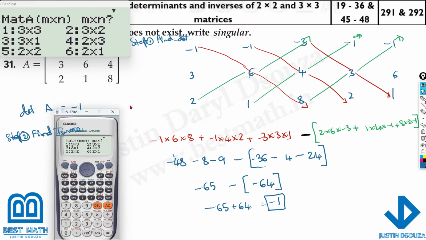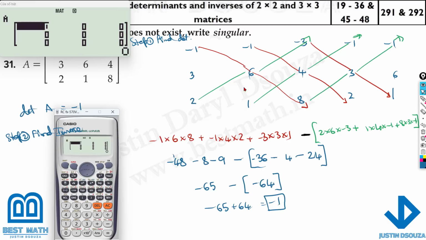You can see the first 3 columns over here. It's 3 cross 3, it's 1. Now type in the values. It's minus 1. Then when you press equal to, so minus 1 equal to, it goes to the next column, the digit over here. That is going to be minus 1 again. And then we have minus 3. The first row is done. Now you go to the second row. It's 3, 6, 4 and 2, 1, 8.